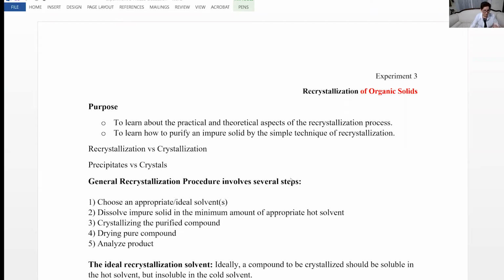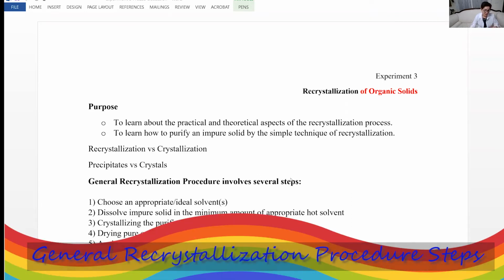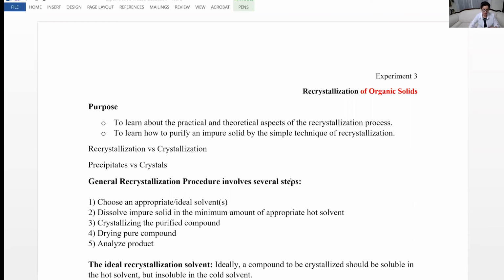What are the general steps for recrystallization? You have to have a proper solvent for recrystallization. So you are going to dissolve the sample at the high temperature in minimum amount of hot solvent. And you're going to crystallize the purified compound. You would dry the pure compound and then analyze the product.